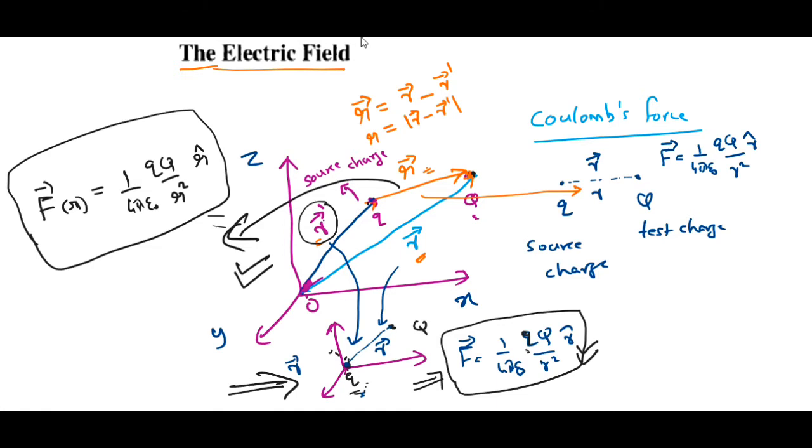If the source charge is not at the origin, if it is at an R prime distance away, then from that source charge to the test charge, the distance will be R. This R is the separation vector R.